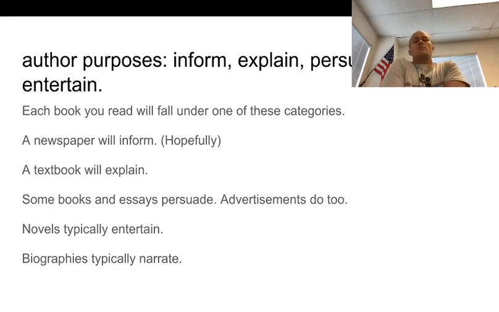What are the author purposes? Now, these are all of the possible author purposes: to inform, explain, persuade, narrate, or entertain. But I've given you a few examples. A newspaper is hopefully supposed to inform you on what happened. A textbook will explain things that you don't know, that you're learning about. Some books and essays persuade you. Advertisements do too. Novels typically entertain. And biographies typically narrate or just tell you a story.